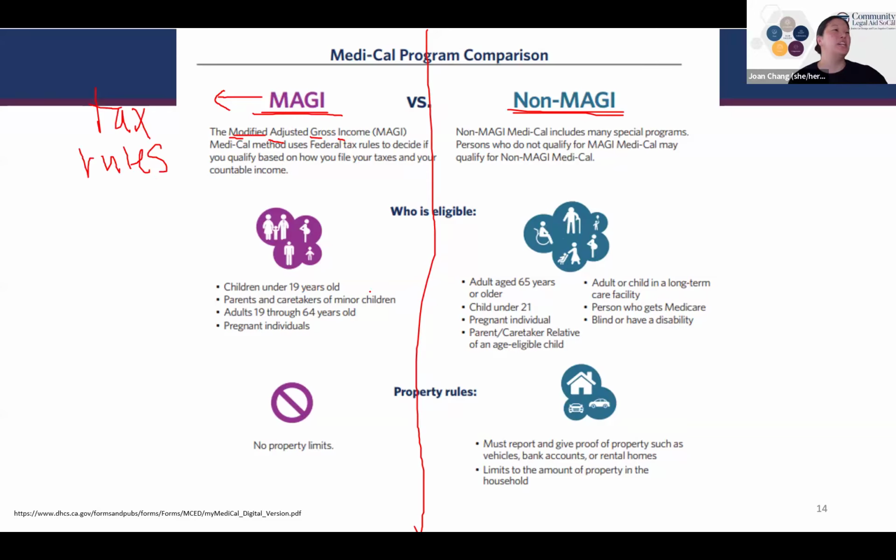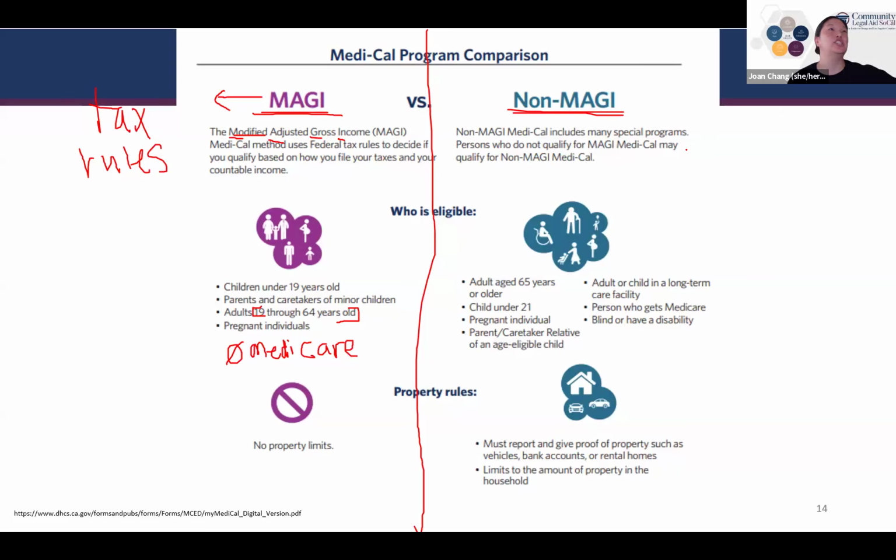Okay. MAGI typically will be this category of folks, those who are 19 to 64, but essentially those who don't have Medicare yet. No Medicare.